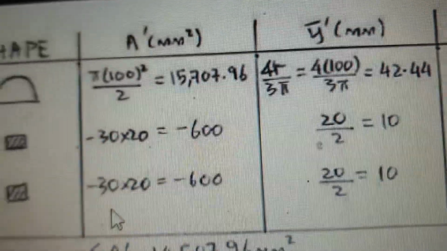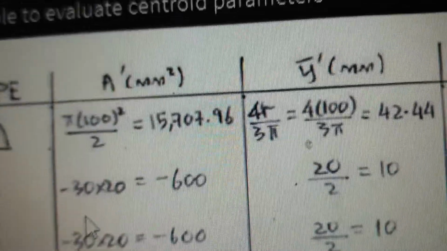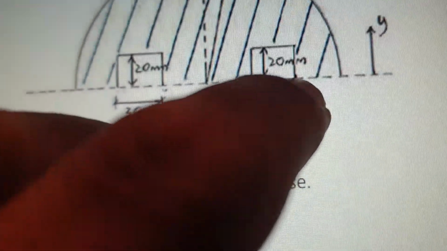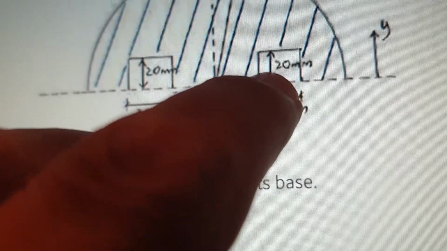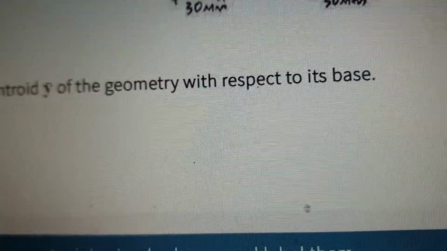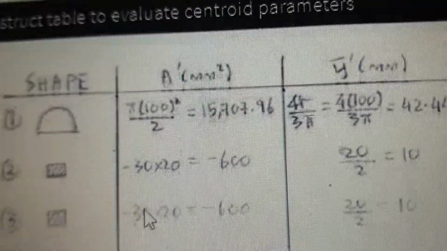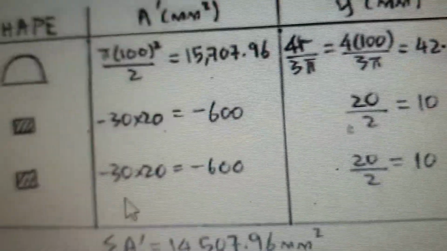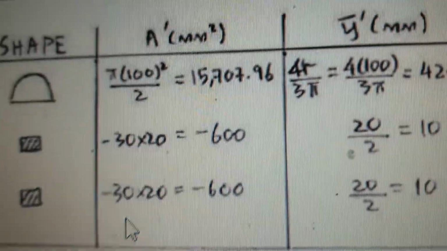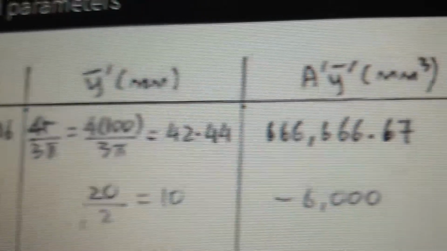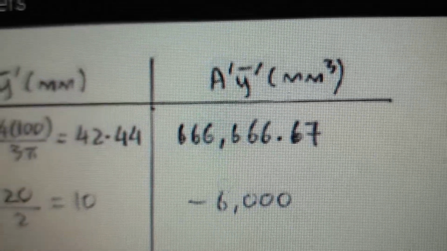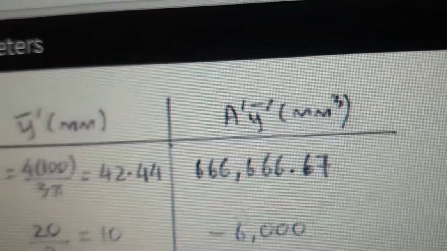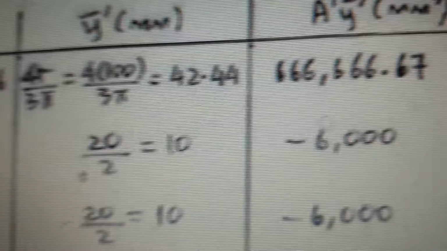What is the centroid of a rectangular? That's very simple. It is from this base, so it is going from here to here, so it's 20 over 2, that's 10. And the same thing for the other one, it's the same shape, but here the area is negative because it's open. So you multiply area times y bar, it's going to give you 666.67 millimeter cube. Same thing here, minus 600 times 10, that's minus 6,000.